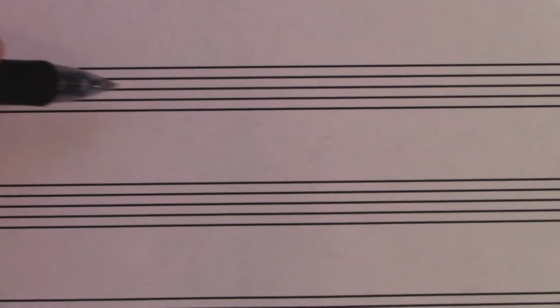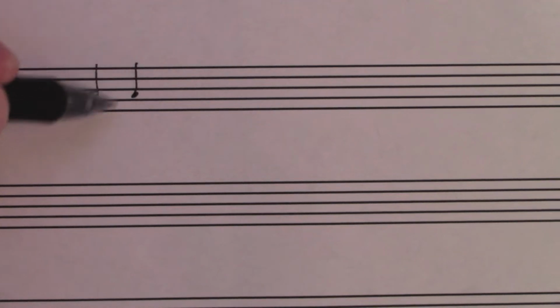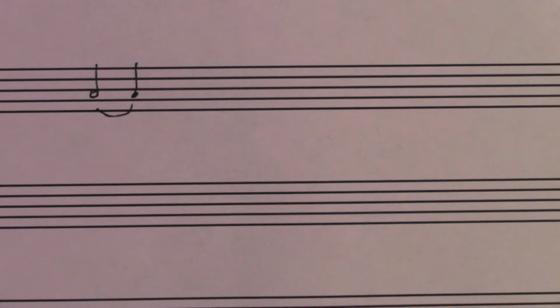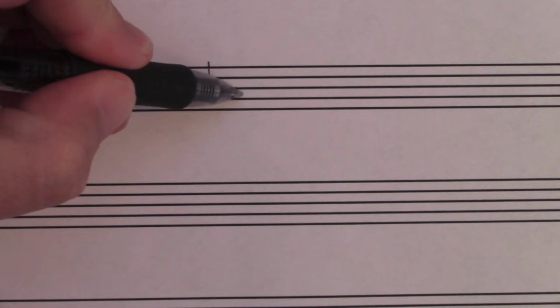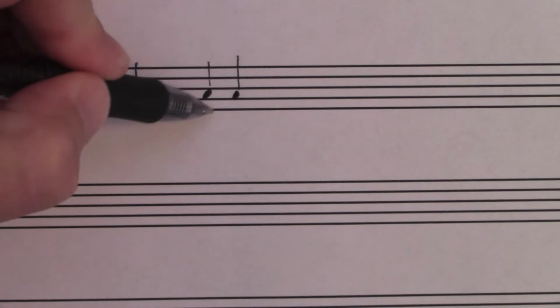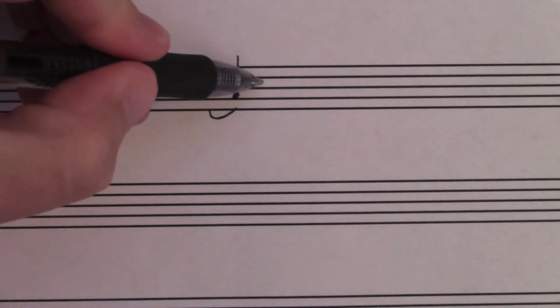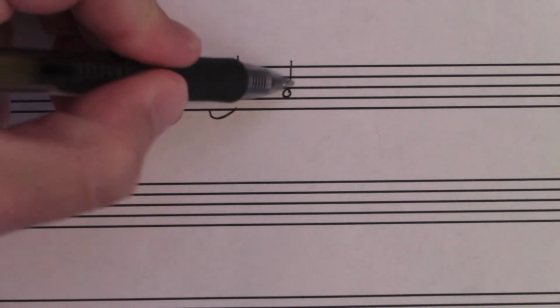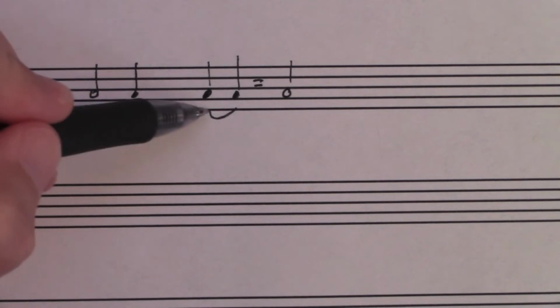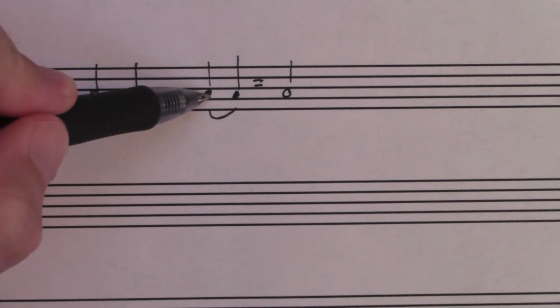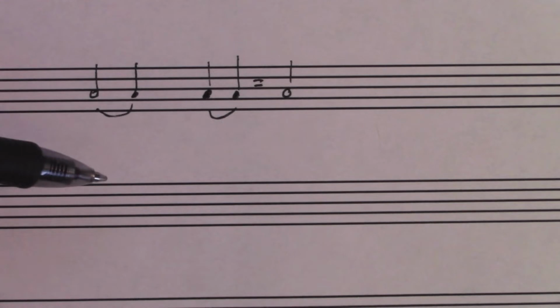Hey there. Remember ties, where we would take a note and we would tie it to another note? Or we could take a quarter note and tie it to another quarter note, and that would be the same as a half note, because two quarter notes, half note. And the idea with a tie is that we play the first note and then we add the second note onto it.